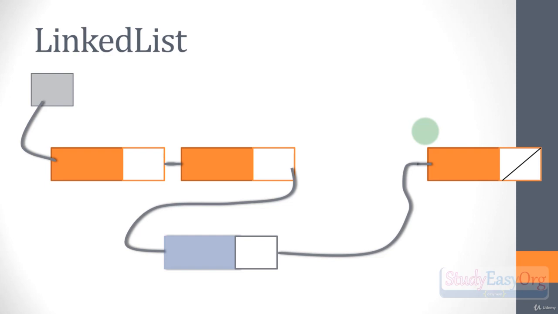But always remember that linked list is memory efficient, array list is speed efficient, which is faster than linked list. So there are things to remember. Array list is not memory efficient but fast. Linked list is memory efficient but slow.